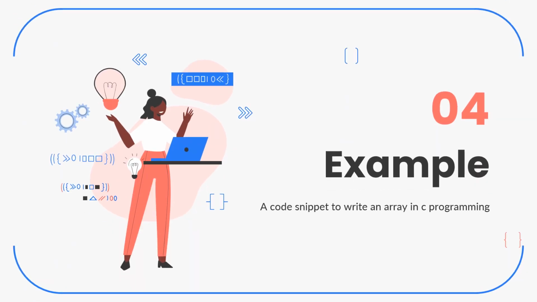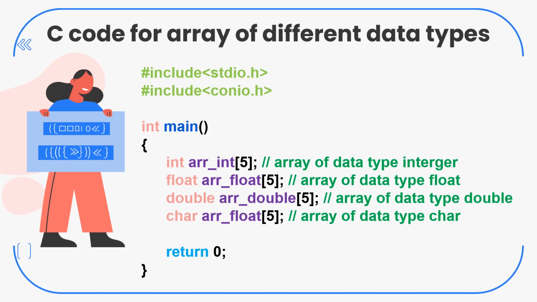Let's declare the different types of arrays in the C programming language. Now that we understand the syntax for declaring an array, this example demonstrates C code for declaring arrays of different data types. In this instance, we have declared integer, float, double, and character type arrays, each with a size of 5. It's important to note that when declaring an array, one must specify the size or else an error will occur during compilation. Feel free to try this code on any compiler of your choice and observe the result.